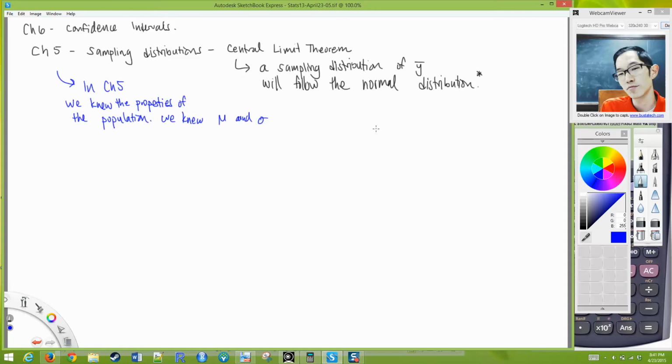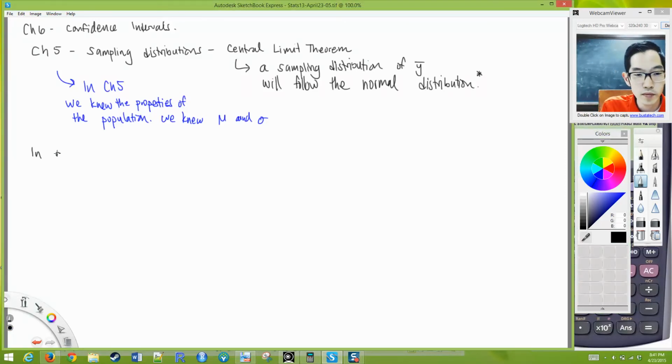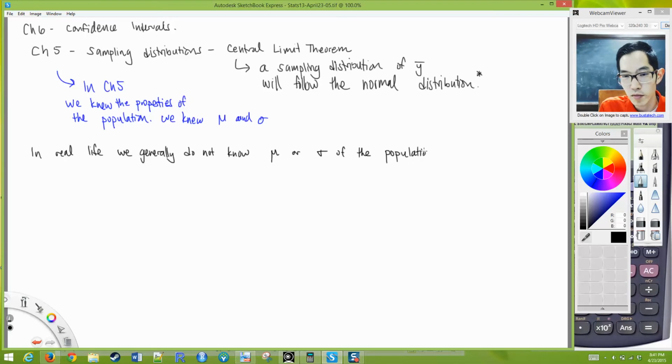Generally when we want to study the population, we want to study it because we don't know mu or we don't know sigma or something like that. So in real life, we generally do not know mu or sigma of the population. And so chapter 6 is essentially we're going to try to create an estimate of mu, okay?